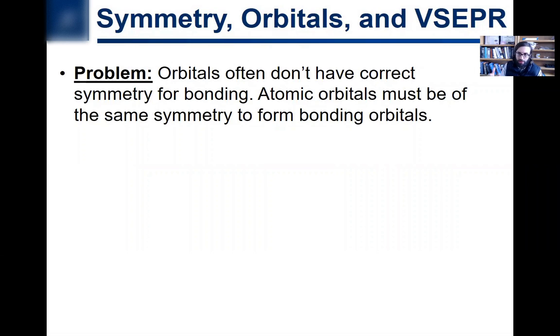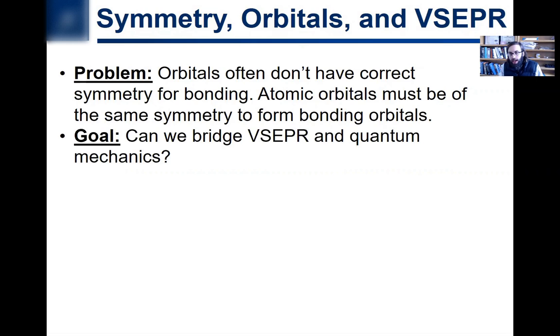You can prove this through a variety of mathematical ways, that atomic orbitals must be of the same symmetry to one another in order to form a bond, okay? In order to form bonding orbitals. And so Linus Pauling, great Linus Pauling, knew this problem for a long time. And his goal was to bridge VSEPR geometries, which were known, with these principles of quantum mechanics, right? Where from the math, atomic orbitals have to have the same symmetry.